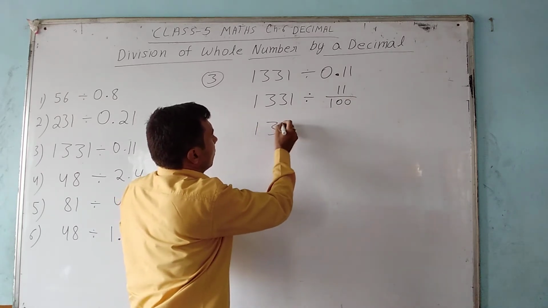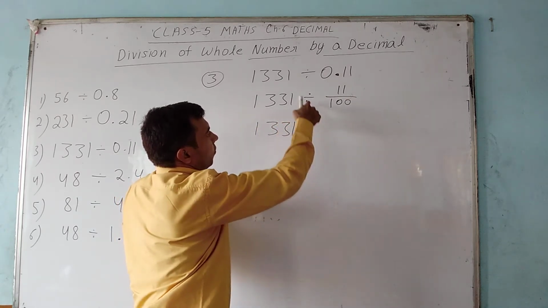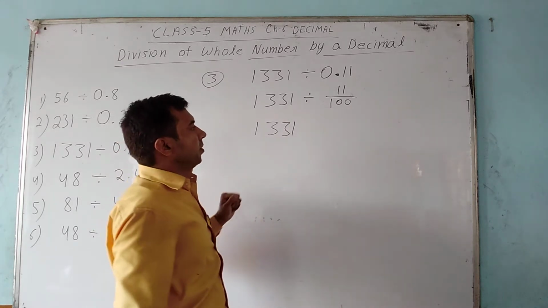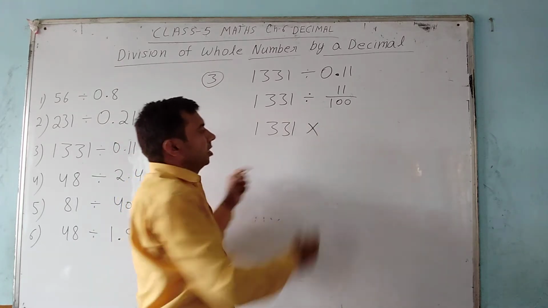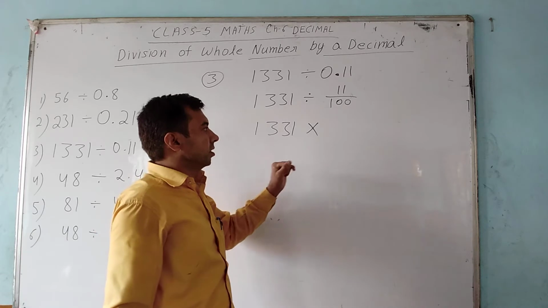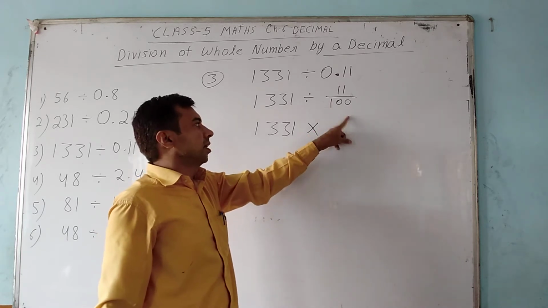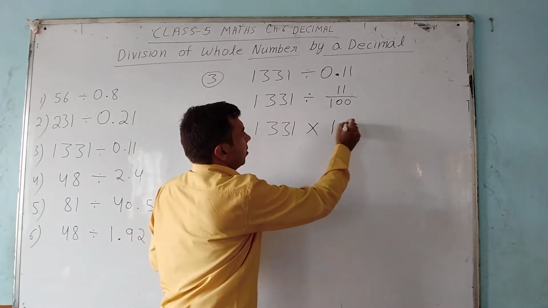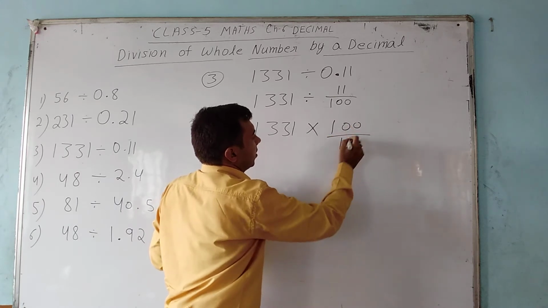Next step. Now we change the division sign into multiplication sign. As we change this division sign into multiplication sign, what we do? We write the multiplicative inverse of this divisor. 100 by 11.